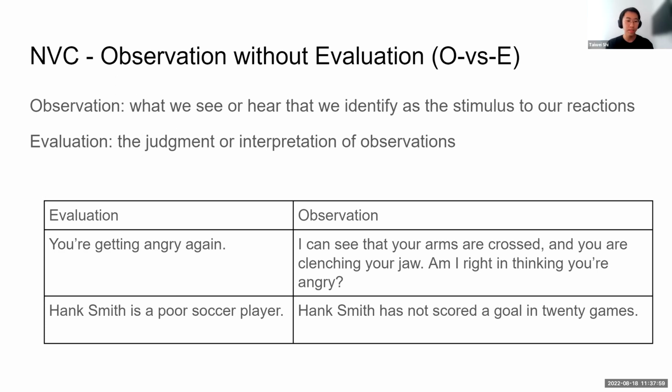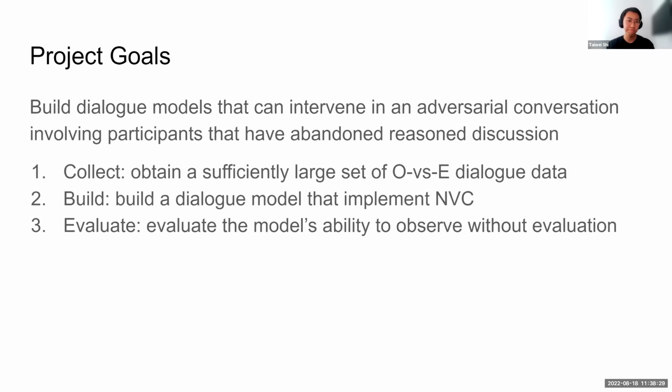And if you are saying this to someone who has never watched soccer before, then it's going to be a bit confusing to them because they won't be able to know how to continue the conversation with you. So a better way to say it is by using observation or more references to fact, and to say Hank Smith has not scored a goal in 20 games. And this way, even someone who has never watched soccer before can try to continue the conversation with you. And we believe this is quite important.